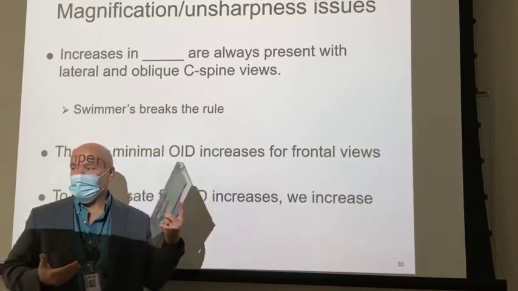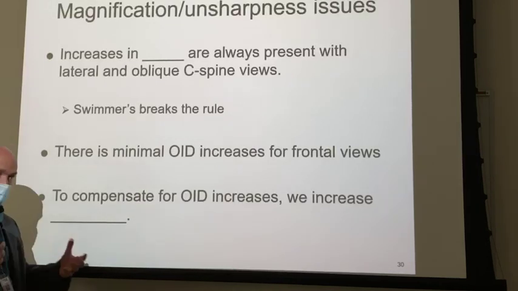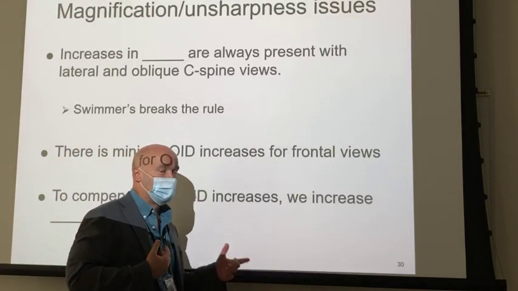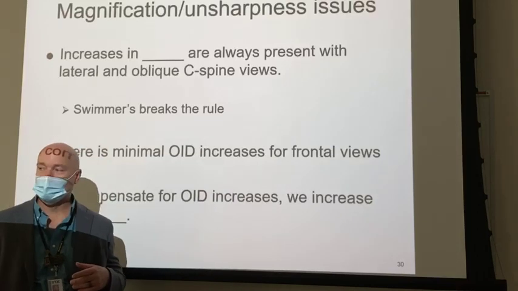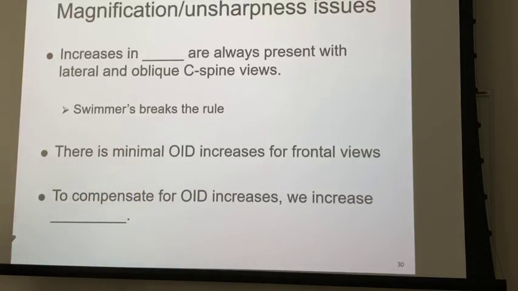Similar to a chest X-ray, where the distance between the heart and the image receptor increases OID so we increase our SID to 72 inches, we do the same for the lateral C-spine and obliques of the C-spine. There's minimal OID for the frontal views, but to compensate for the obliques and laterals, we increase our SID.